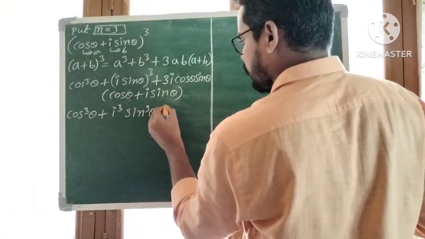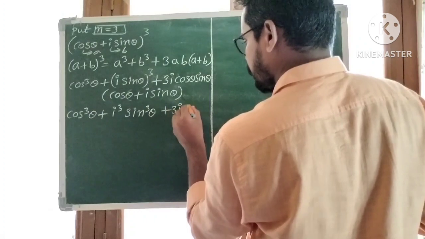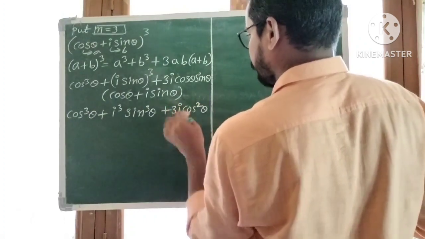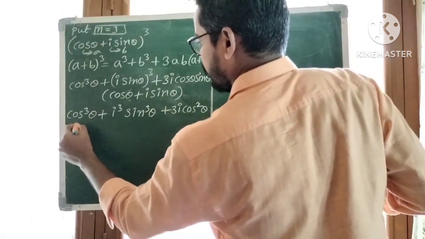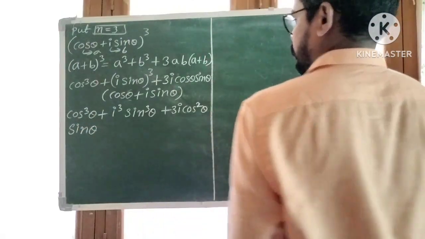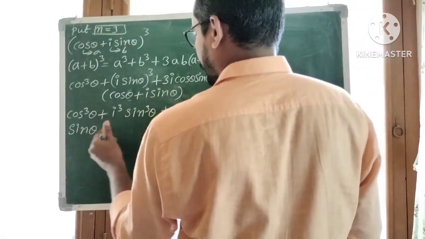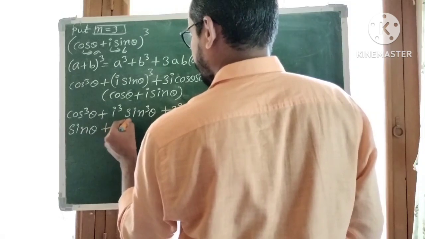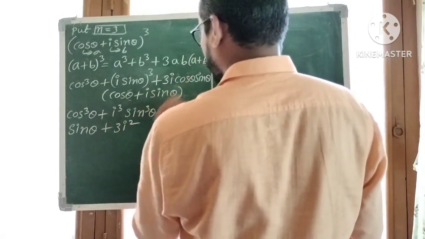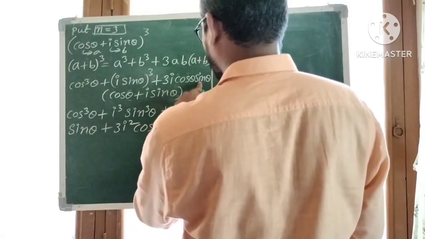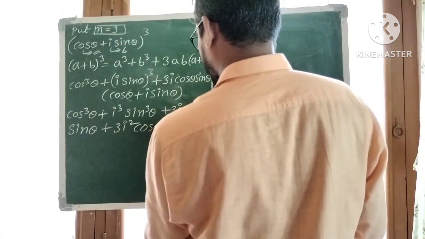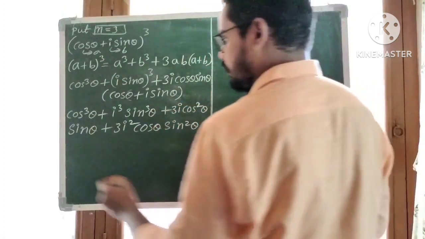Cos theta into cos theta, cos square theta. So 3i cos square theta sin theta. Then plus 3i square cos theta sin theta into sin theta, sin square theta. Sin theta into sin theta, sin square theta.